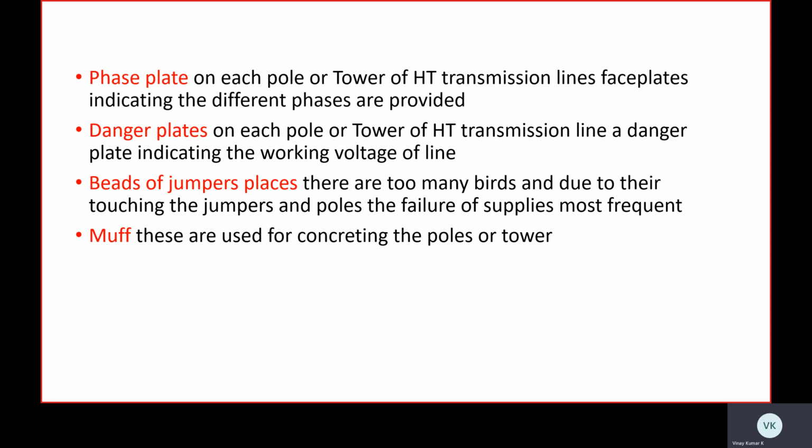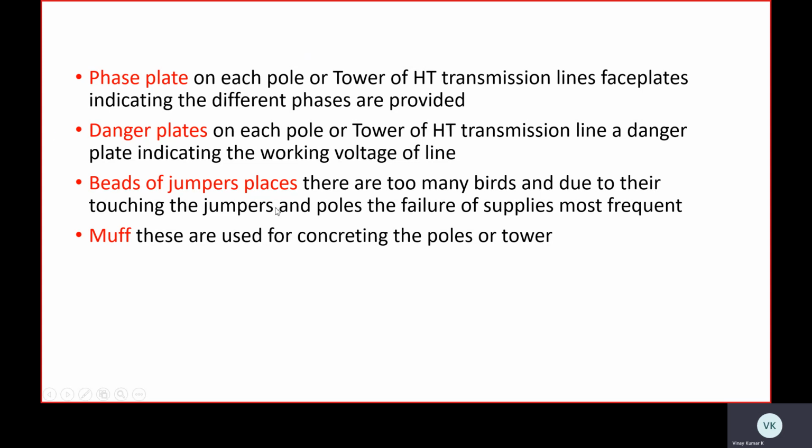The next thing is the phase plate. As I told already, a phase plate is a name plate which shows which phase is flowing along the line, that is whether it is R phase, Y phase, B phase, like that. In order to make the voltage balanced between the phases, we have to consider the phases of the lines, so to differentiate between each phase, whether R phase, B phase or Y phase, we use phase plates.